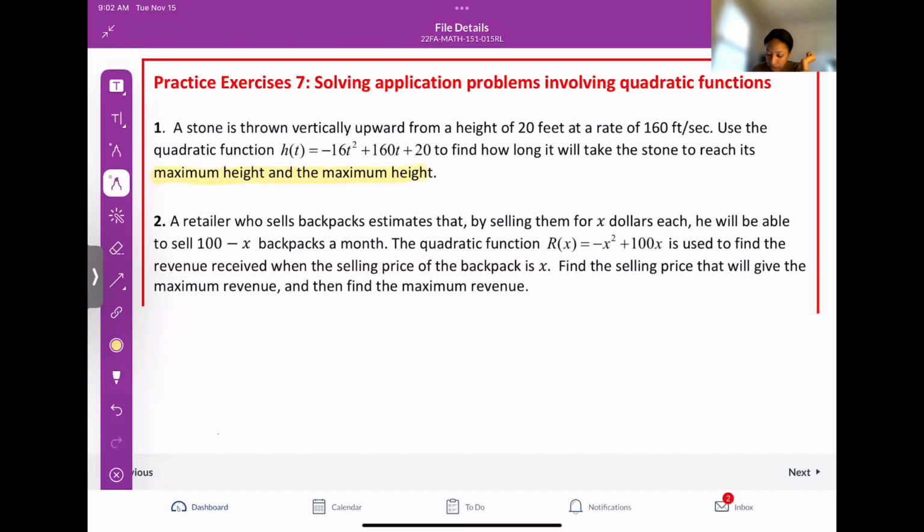Maximum height. And we want to know how long it would take the stone to reach its maximum height. And what is the maximum height? If this situation is being modeled with a quadratic function, when we hear the terms maximums and minimums, we should know that those usually occur at the vertex. So for this function, does it have a maximum? It's a downward opening parabola because our a value is negative 16. So yes, this is a downward opening parabola and the maximum occurs at the vertex.